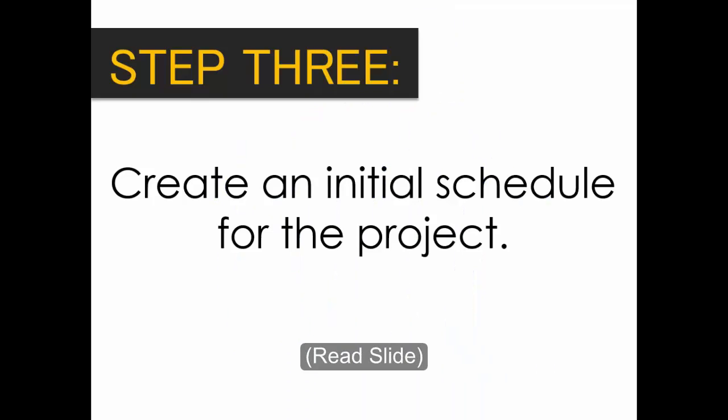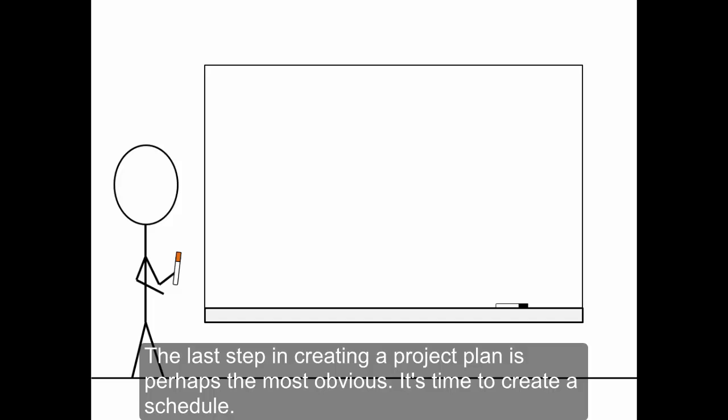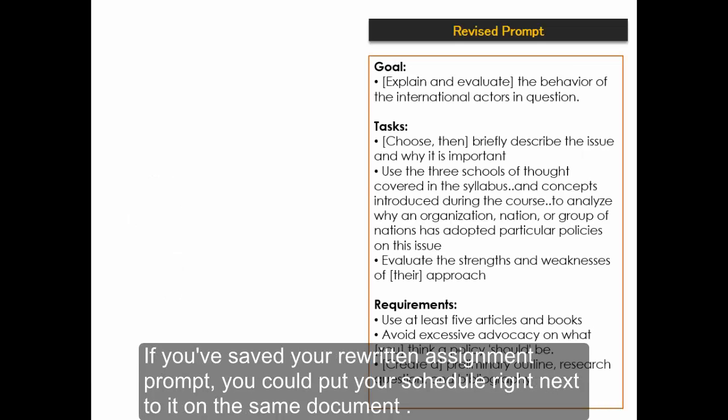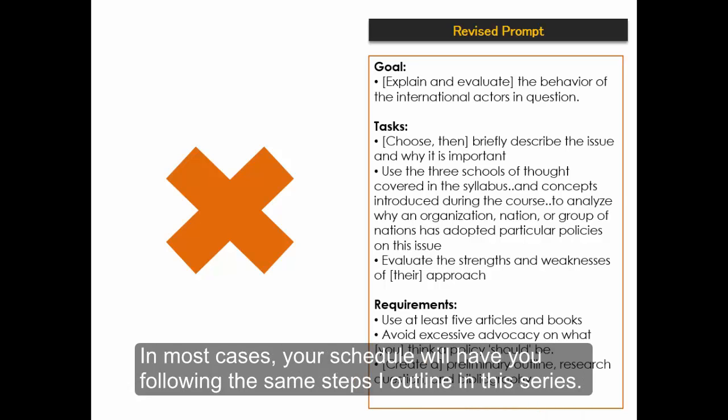Step 3. Create an initial schedule for the project. The last step in creating a project plan is perhaps the most obvious. It's time to create a schedule. If you saved your rewritten assignment prompt, you could put your schedule right next to it on the same document. In most cases, your schedule will have you following the same steps I outline in this series.